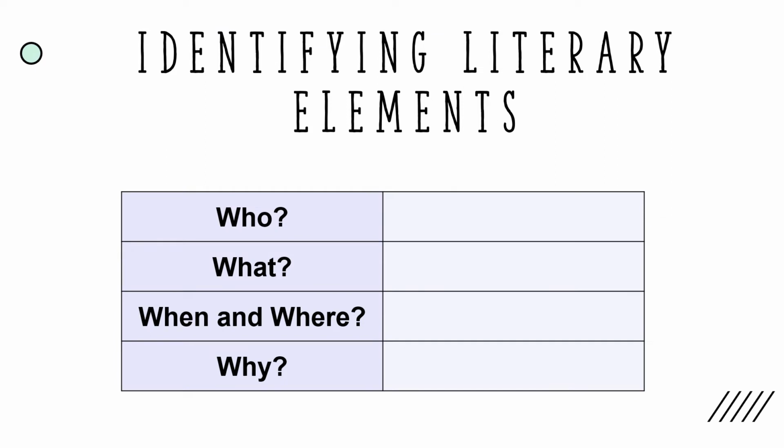Literary elements are often used across genres in different ways. To identify literary elements in the text that you're analyzing, it may be helpful to make a chart that answers the following questions: who, what, when and where, and why.